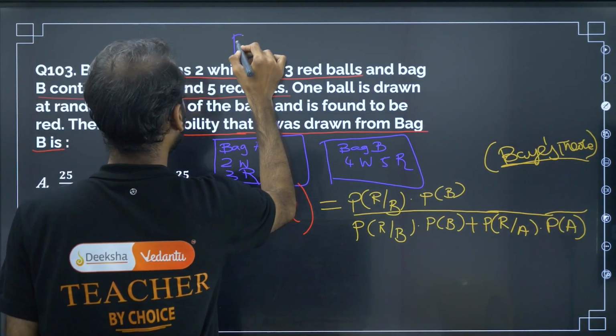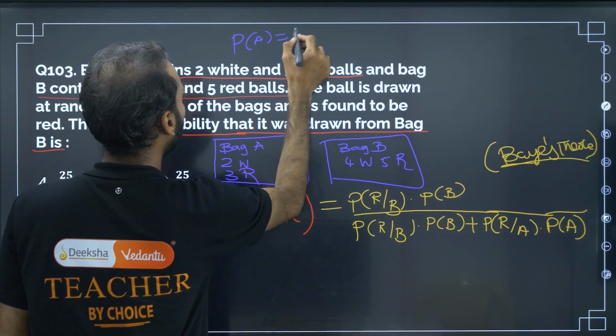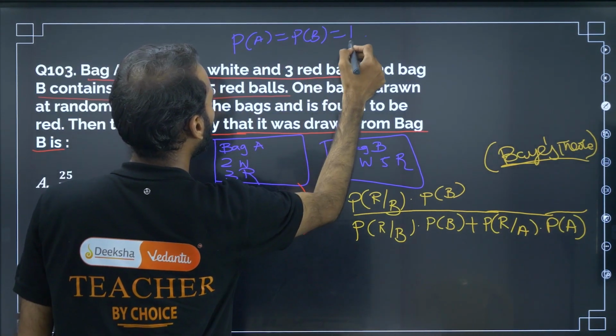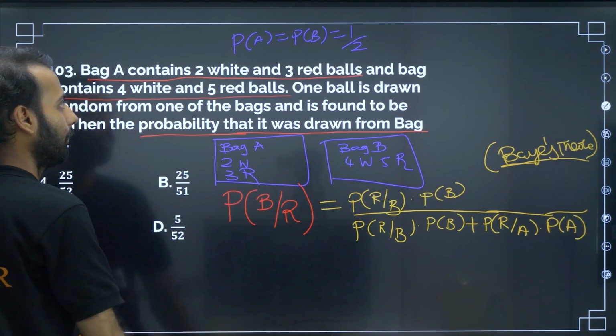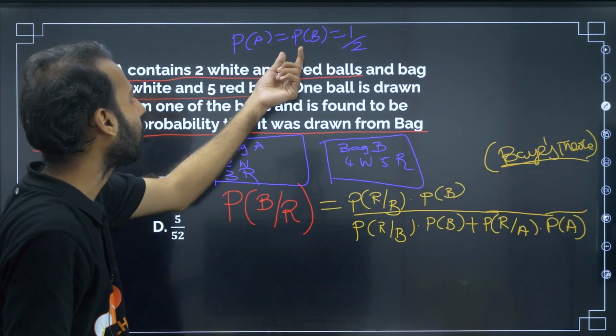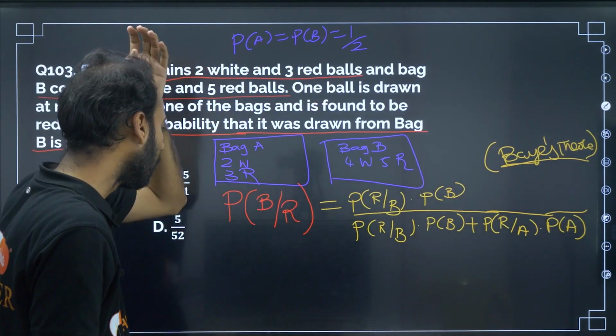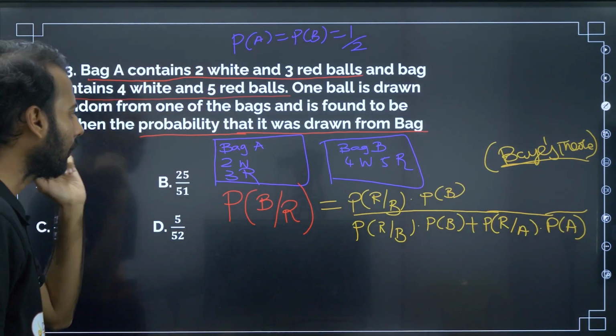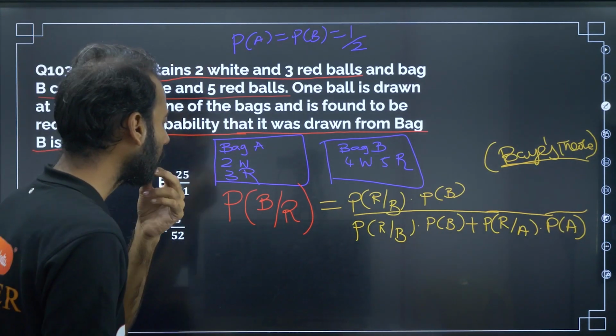It is very obvious that P of A is equal to P of B is equal to 1 by 2. There are 2 bags, so the probability of bag A is 1 by 2 and the probability of bag B is 1 by 2. This is a very obvious thing. Also, a few more things we have to know.